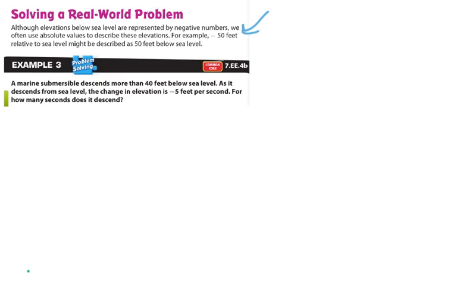And so here's the example problem that's in your book. They do give you step-by-step instructions for it here, but I want to try and explain it in my own words to see if that helps you a little bit. Like I said, it can be really tricky. It says a marine submersible, so in other words, a submarine, descends more than 40 feet below sea level. All right, so a submarine's going 40 feet below sea level, thinking that it's a negative 40, right, because it's below sea level. As it descends from sea level, the change in elevation is 5 feet per second. For how many seconds does it descend? Go ahead and read that one more time in your head to make sure that it makes sense to you.